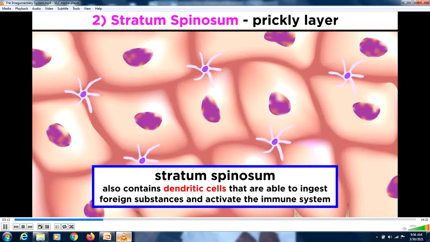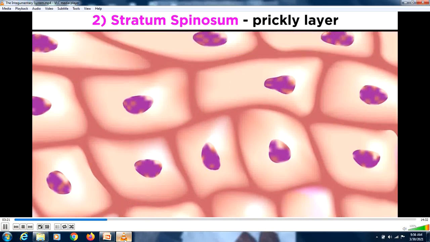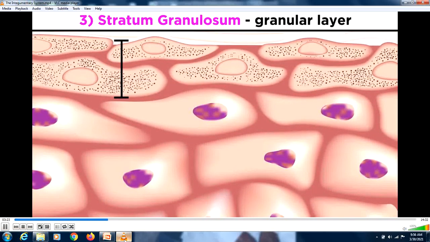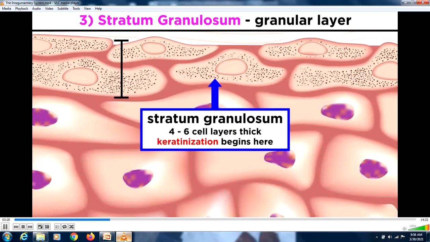Here we can also find dendritic cells, which ingest foreign substances and activate the immune system, which we will talk about later. Next is the Stratum Granulosum, or granular layer. This is 4 to 6 cell layers thick, and in this section, keratinization begins as cells continue to move their way upwards from the basal layer.